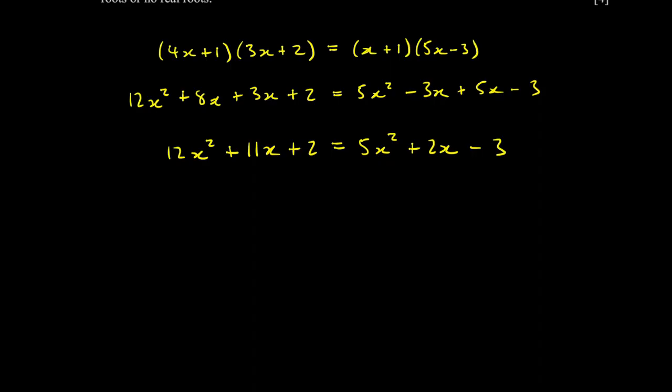Okay, so now I'm going to subtract 5x squared from both sides. That gives me 7x squared. I'm going to subtract 2x from both sides. That's going to give me 9x. I'm going to add 3 to both sides. That's going to give me 5.